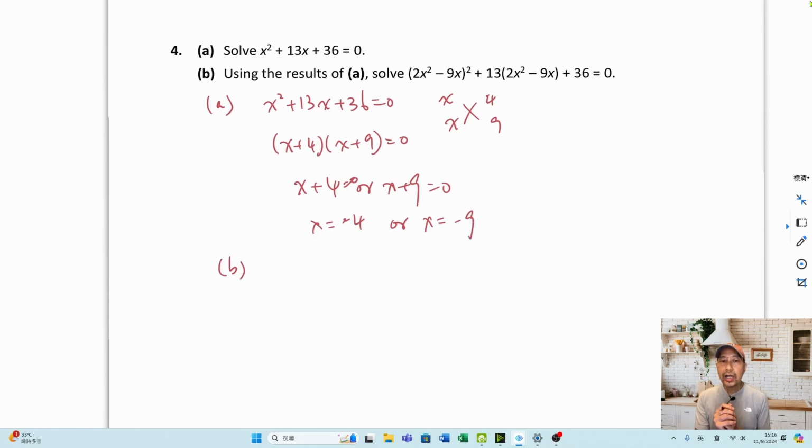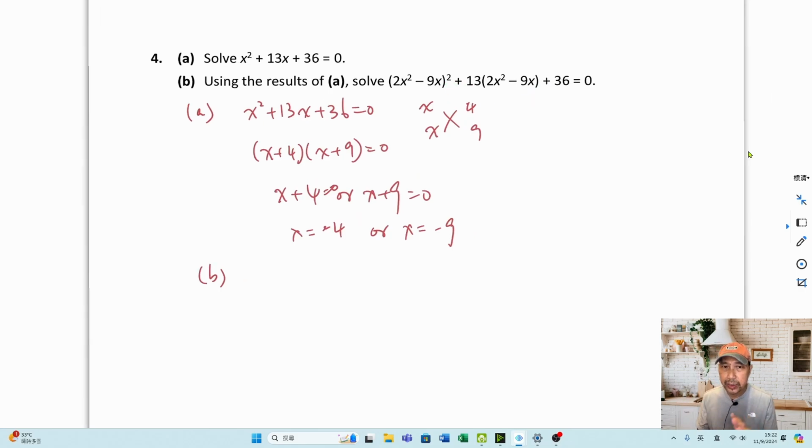In part B, we are going to use the result of A to solve these equations. Now let's compare part A and part B. They are quite similar in the way that the coefficients are the same, the signs are the same: 1, 13, 36, 1, 13, 36, plus, plus, plus, plus. All the same. But the only difference between them is that in part B, we no longer have x squared plus 13x. Instead, we have 2x squared minus 9x.